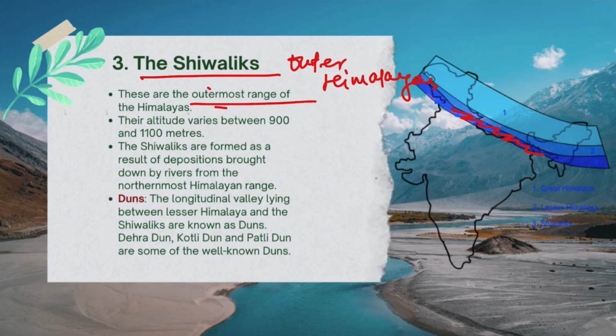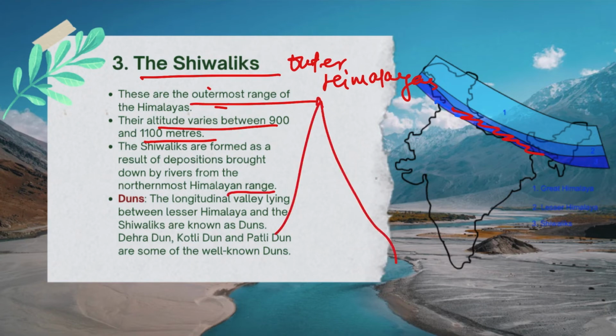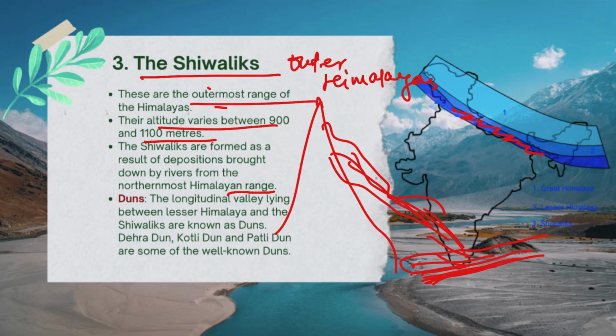These are the outermost ranges of the Himalayas. The altitude varies between 900 to 1100 meters, so not so high, but not very plain areas either. They are formed as a result of deposition brought down by the rivers from the northernmost Himalayan region. When the Himalayan range is there, the deposition comes down to these levels, and whatever deposition the rivers bring makes areas, sometimes hilly areas also. So these are made of this.